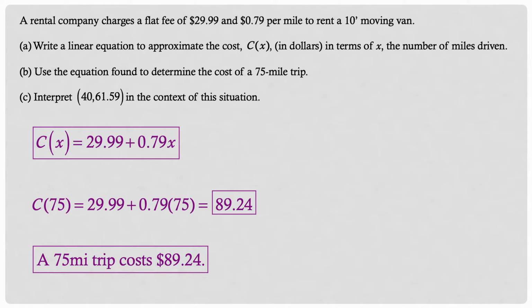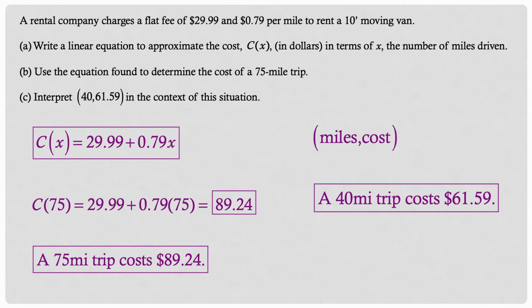The last part asks me to interpret the ordered pair 40, 61.59 in the context of the situation. So ordered pairs in this situation represent miles and then cost, where the x, the input, is miles, and the output is the cost. So a 40-mile trip costs $61.59.